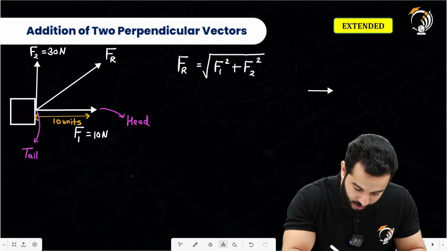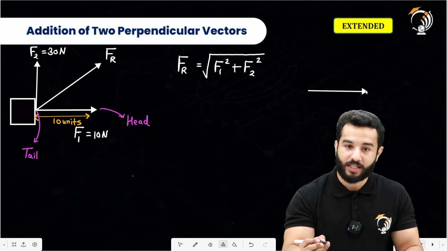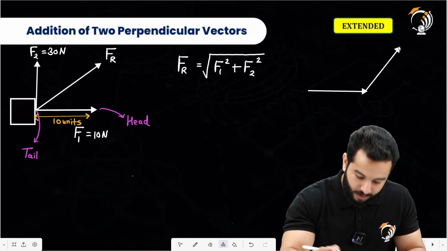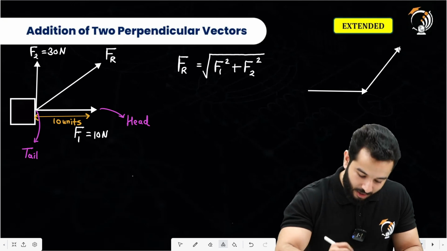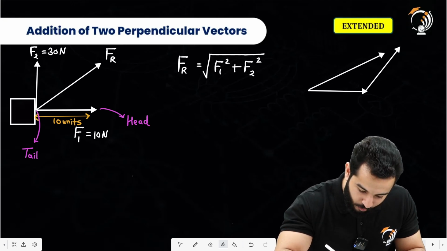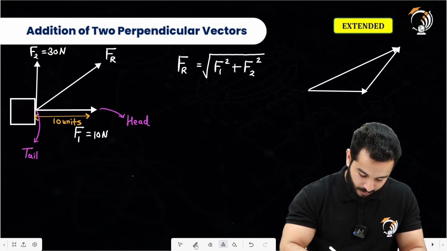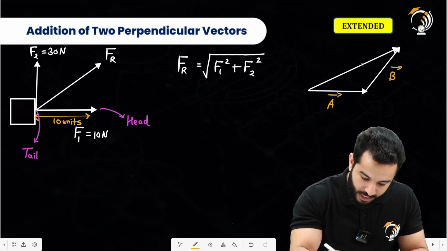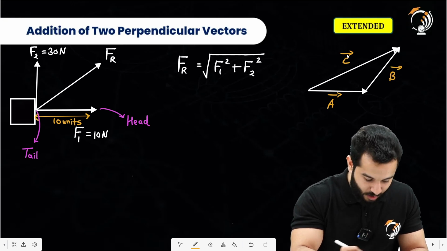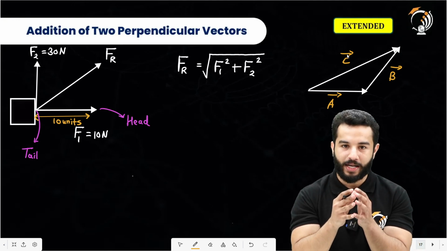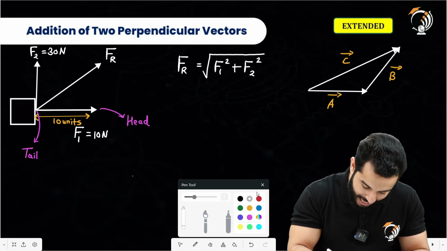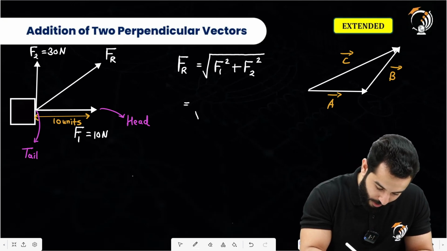if you have a vector like this, let's say this is vector A, and you join the tail of another vector B, something like this, then the third side of this triangle is going to give you the sum of these two vectors. So this is what the law of triangle says. Vector A plus vector B will be vector C. But in this case, when these vectors are perpendicular, you can easily find the magnitude using this formula. And we'll just substitute the values over here.